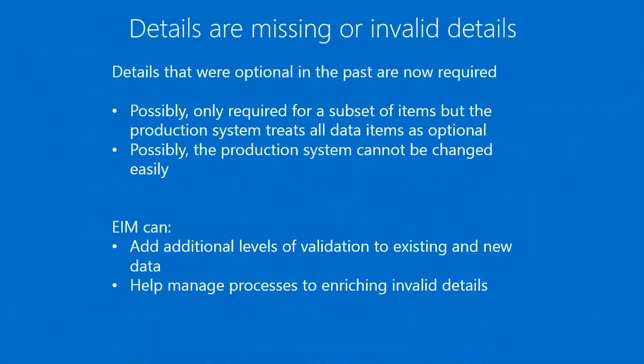And details that are missing or invalid. We've seen details that were optional in the past that are now required for a variety of reasons. Maybe they are only required for a subset of items, but a production system treats all data items as optional, or the production system cannot be changed easily, which is quite often the case. So EIM can add additional levels of validation to existing and new data and help manage the process to enrich invalid details.